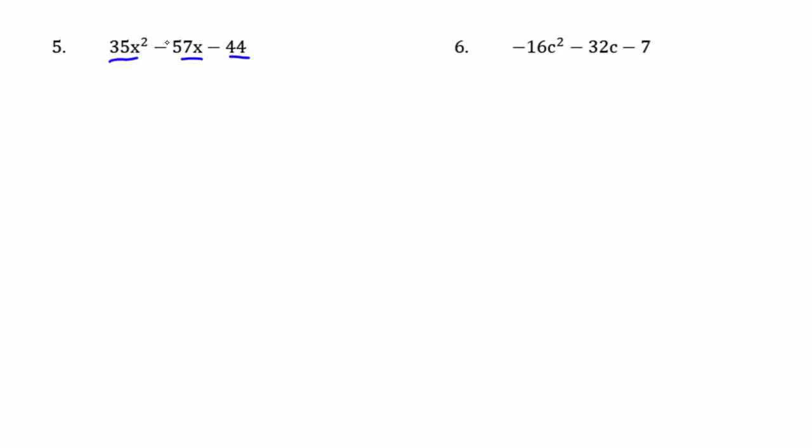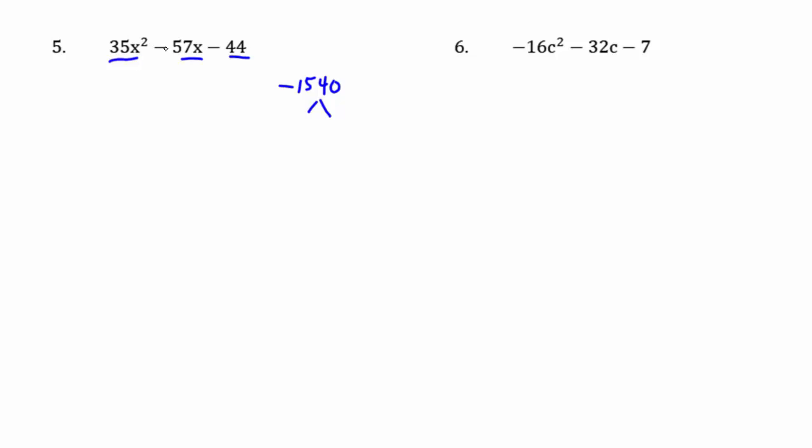What's 35 times 44? And so we have negative 1,540. Now this is a large number, but let's go ahead and try to find two factors that will multiply up to negative 1,540 and add up to negative 57. Also looking at this, it's a negative number, so one has to be negative, one has to be positive, and the middle number is a negative number, so the larger of the two factors will have to be negative, and the smaller of the two will be positive.